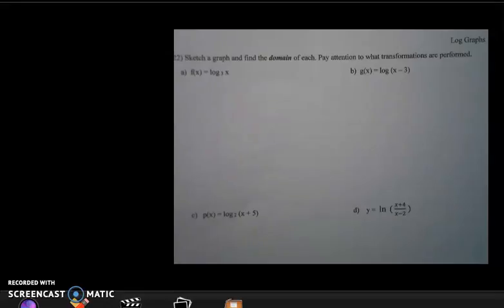We'll look at logarithm graphs. And in part A, we're going to sketch a graph of f of x equals log base 3 of x, and we're going to find the domain. So I'll show you in the calculator how to do this.